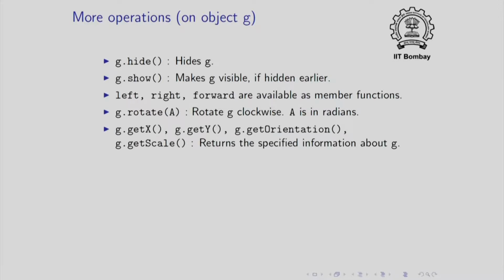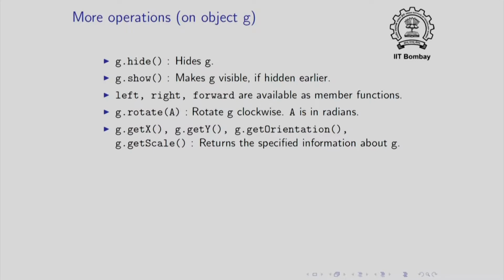Once you have drawn an object and you have moved it around or rotated it, its position will change, its x coordinates will change, its orientation will change, its scaling factor will change. You could keep track of all these things yourself, but simple CPP allows you to query an object and get its current x coordinate. This can be done by g dot get x, which returns the value of the current x coordinate. Similarly, g dot get y returns the value of the current y coordinate.